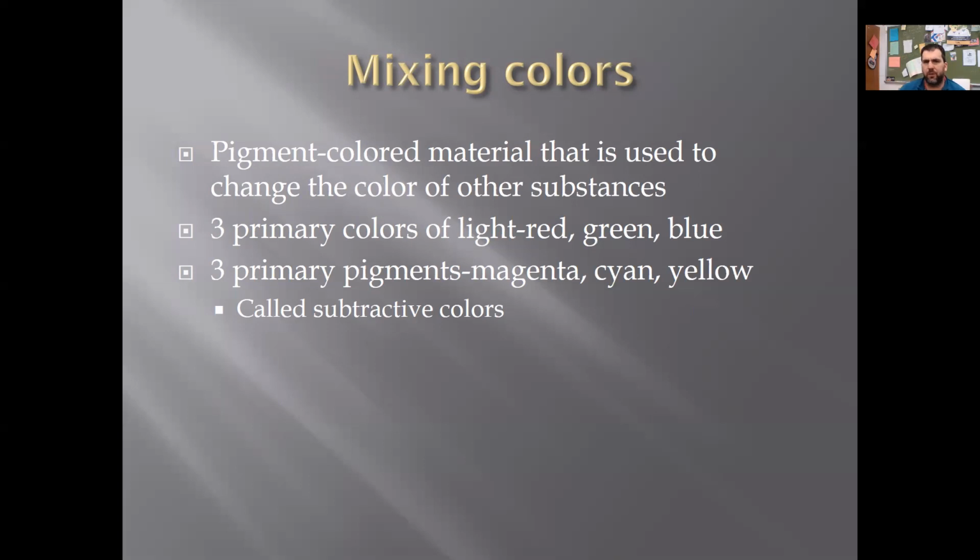Pigment is very different. Pigment has three primary pigments: magenta, cyan, and yellow. That's like a pink and a blue, and then our yellow. These are called subtractive colors. If we ever had markers and you colored all the markers together, you know that they make black. The combination of all of the pigments is black. These are called subtractive colors.